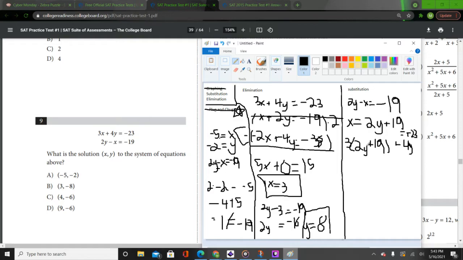But yeah, that's why it's called substitution. So basically find x in terms of y and plug in x in the other equation. And well, that's why it's substitution. Right, so we get 6y plus 4y is 10y. 10y plus 19 times 3, that should be roughly about 57. 57 is equal to negative 23.